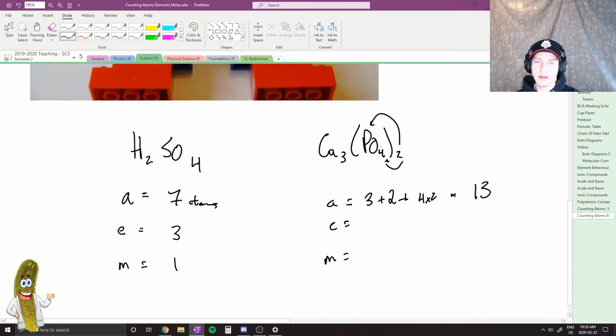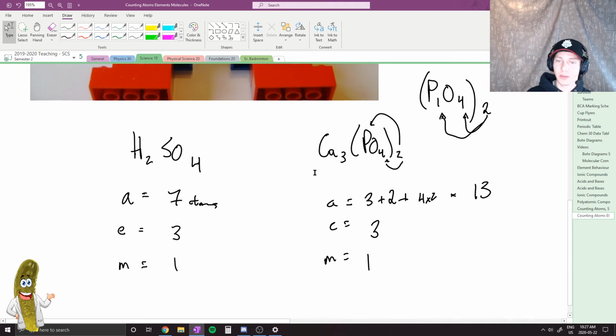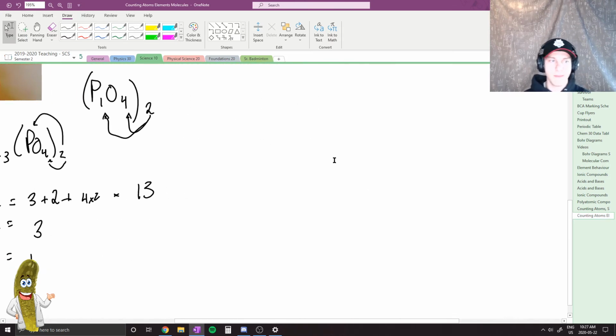That's where these can get a little bit confusing: if there's numbers on the outside of the brackets, you need to multiply them in the brackets. Inside the brackets, you have P1O4, and then you just multiply the 4 times 2 and the 1 times 2. So that's the number of atoms. Elements is the same thing. We have a Ca, so one capital letter there. So that's one element, 2 elements, 3 elements here. Number of molecules, still only one. Even though there's a lot of parts to it, there's still only one.